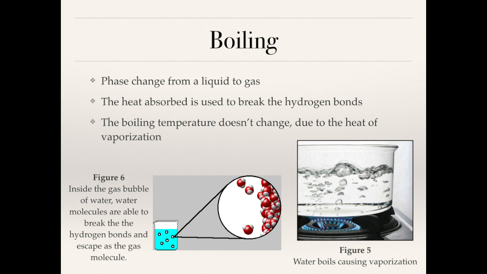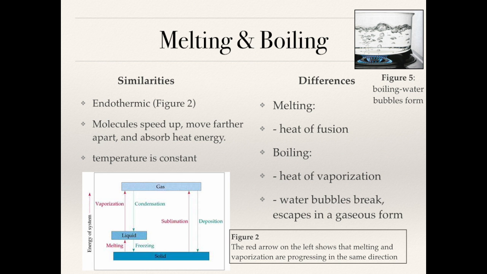This is what's happening inside the gas bubble as it is rising to the surface to break and release the water gas molecules. The melting and boiling phases are similar because they both absorb heat, making them endothermic. As shown in figure 2, the red arrows on the left of the diagram depict that they are both going in the same direction. Molecules speed up and move farther apart, causing an absorption of heat while keeping a constant temperature.